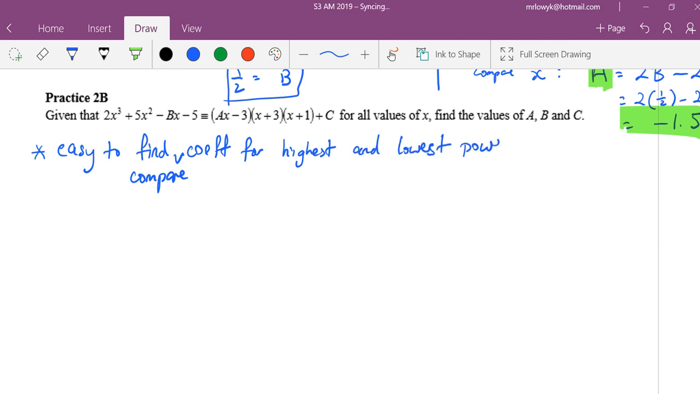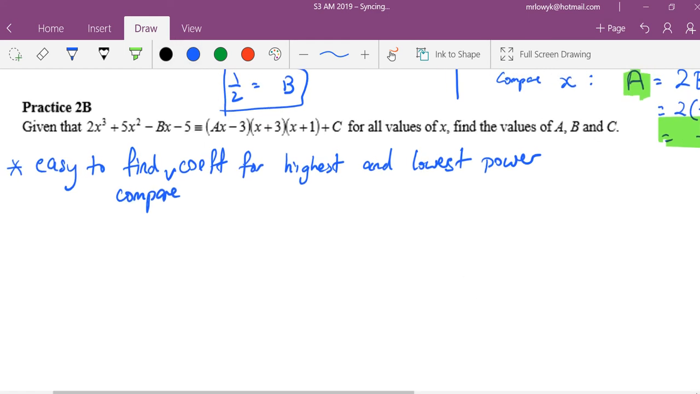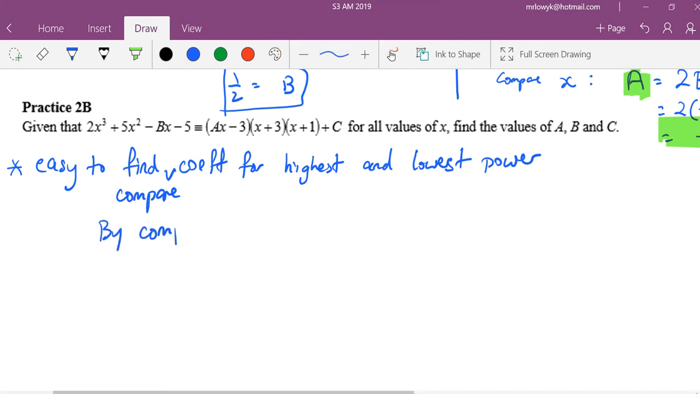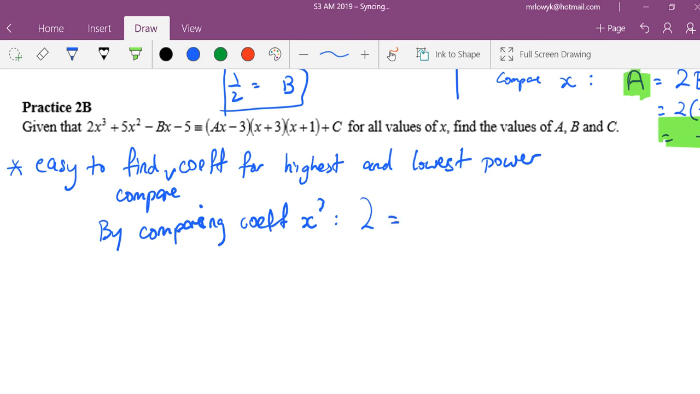Can I explain this using this example? Let's start. What is the highest power on the left side? 3. So can you write down by comparing coefficient of x cubed? What's the answer? 2 equals, on the right side, which expansion will give you a cube? I must take ax times x times x, nothing else, right? The rest will not give you cube.